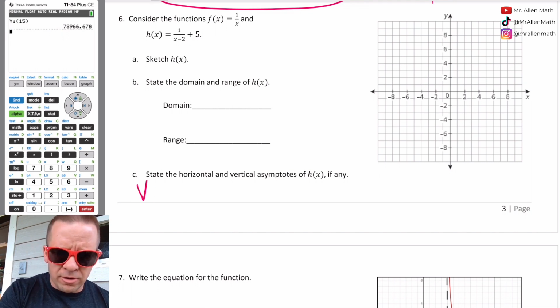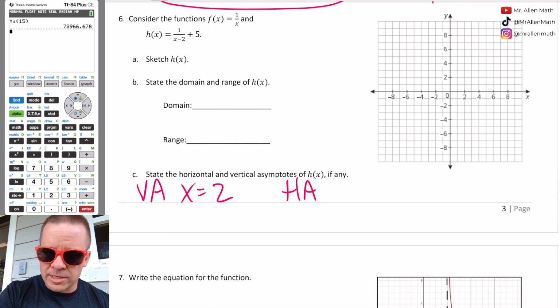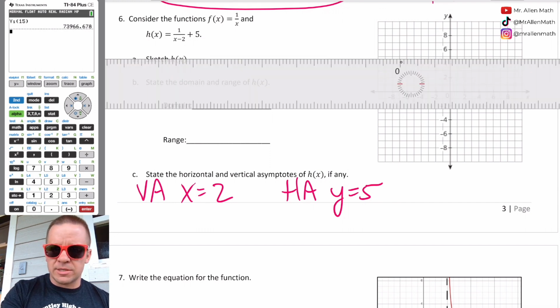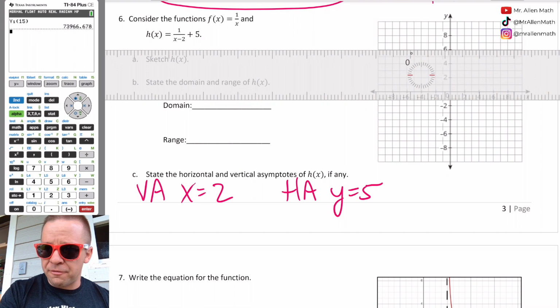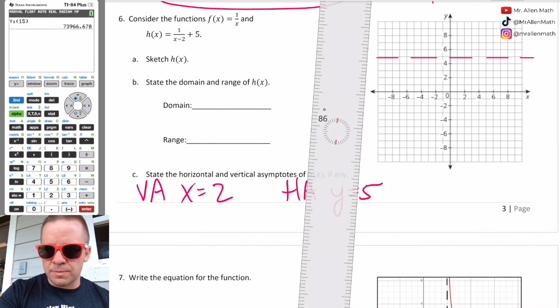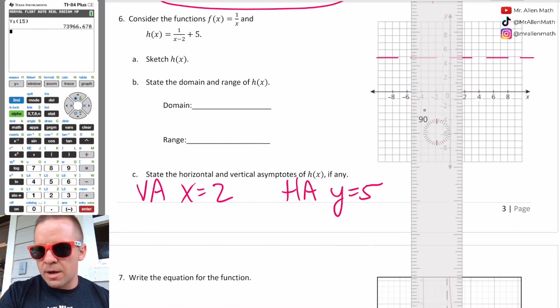So we got a vertical asymptote of x equals positive 2, right? I get that from my denominator. And I've got a horizontal asymptote of y equals 5. Beautiful, because it shifts up 5. All right, there we go. So let's go ahead and graph these. I'll go with the 5 first since I'm almost right there. Y equals 5. And then I've got x equals positive 2. Let's get that vertical. There we go. All right, x equals 2.